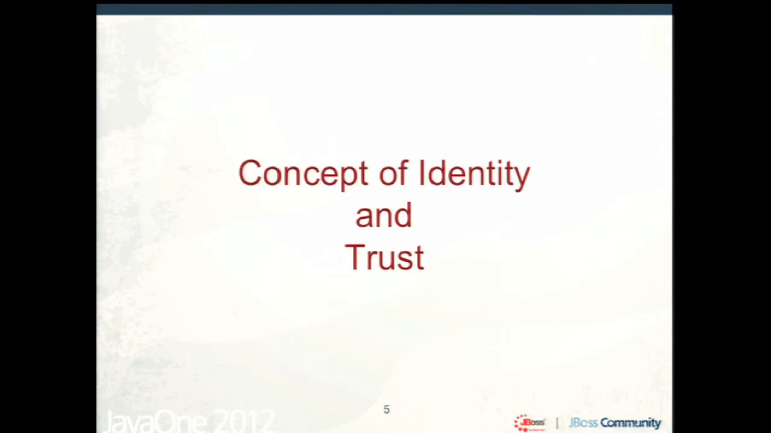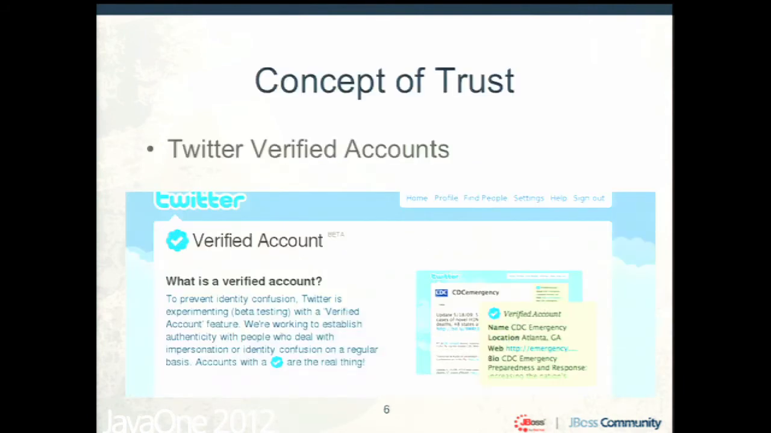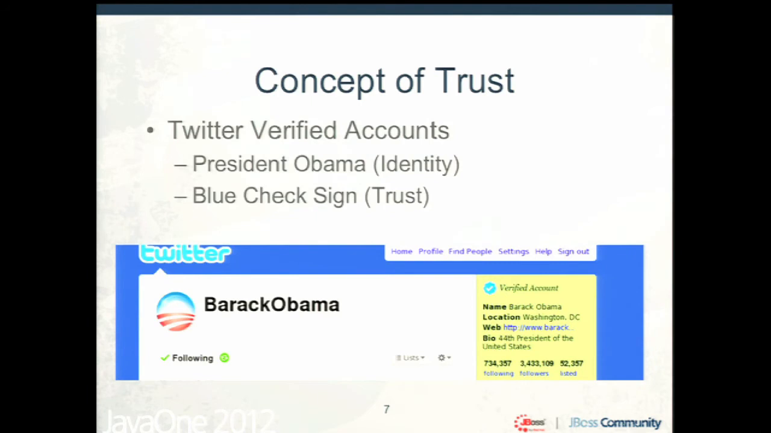Concept of identity and trust. What's an identity and trust? How many of you are familiar with Twitter, right? Have you seen this blue check mark? It's been there for 3 years now. That's the concept of Twitter verified accounts. When I created this image, it was in beta, but I don't know if they have come out of beta. This is Twitter's program to assert that a particular account belongs to a particular person. As an example, this is the official Twitter account of President Barack Obama.